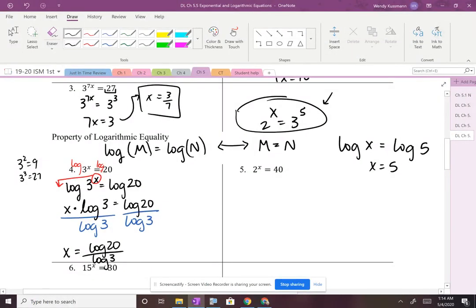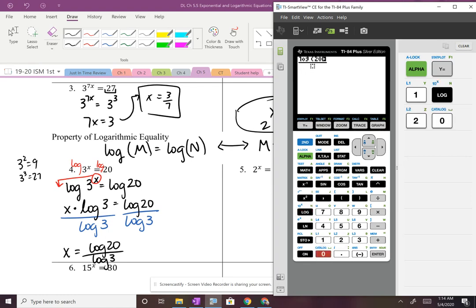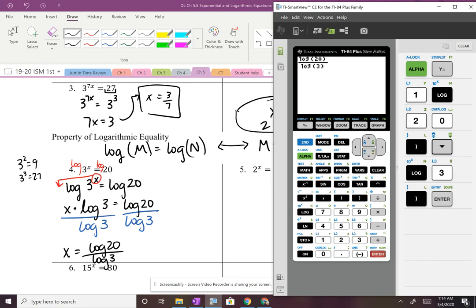There's your answer. Now, my math lab is going to ask you to put it in decimal form. So let's look at that. Remember, your log button is over here right next to number 7. And remember, the fraction bar in your calculator is alpha y equals 1. There's your fraction bar. Log of 20, then close your parentheses, over log of 3. Close your parentheses. Enter. There's my decimal.